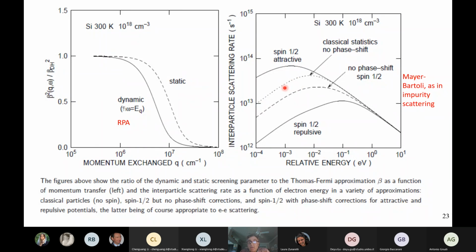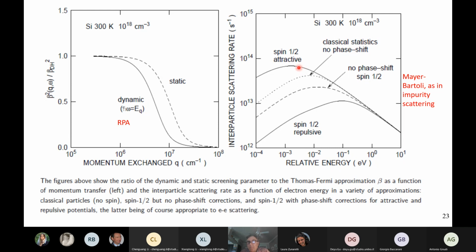Phase shift corrections. So we saw for impurities, the first-Born approximation does not distinguish between donors and acceptors, or attractive and repulsive interactions. Same thing here. This is the scattering rate as a function of relative energy between the two particles, in classical statistics, in the case in which we have the simple first-Born approximation. This is what we have in the case in which we consider the symmetrization and anti-symmetrization, so the matrix element assuming both the exchange and the direct process. So that's the first thing. And these are the differences, look how big they are, between attractive and repulsive interaction.